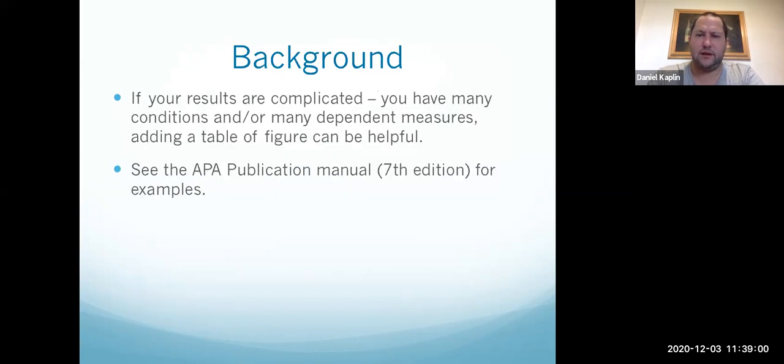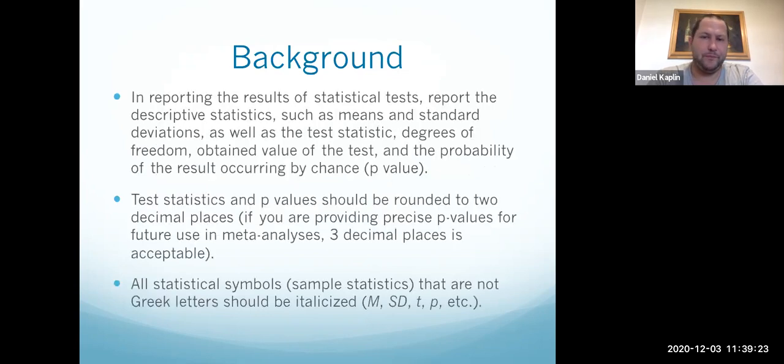Now, if your results are complicated or you have many conditions or dependent variables, it might be useful to have a model. A table or figure could be helpful. And as I said, you can see the APA publication manual for examples of different theoretical models and whatnot.